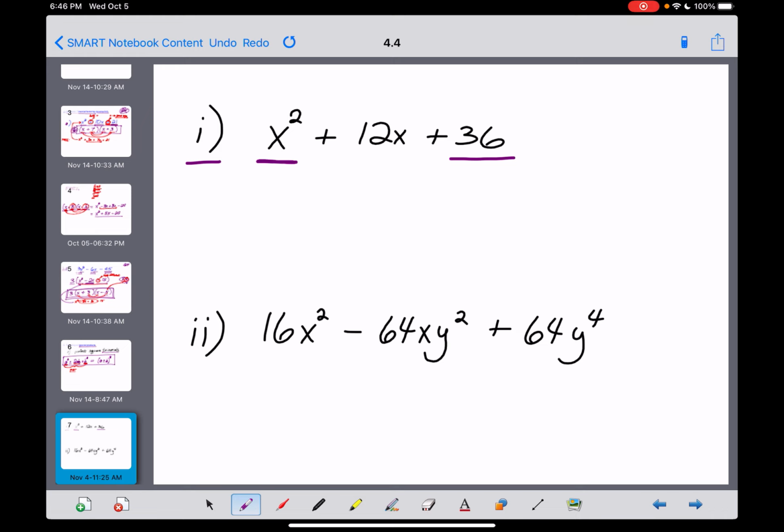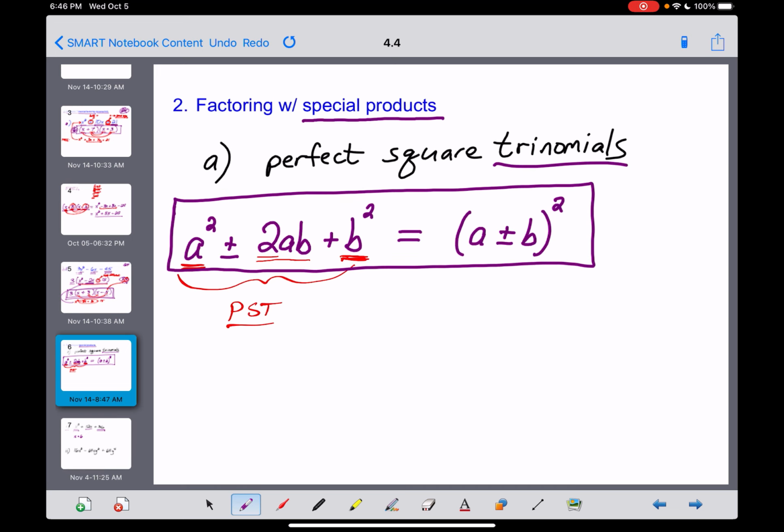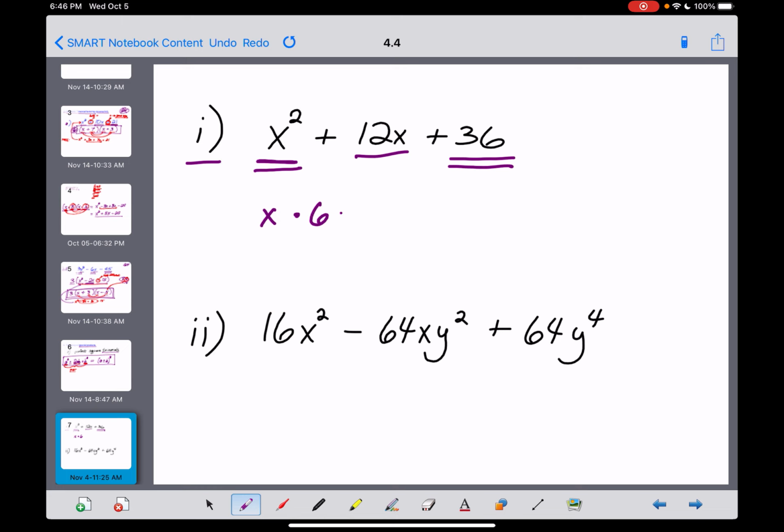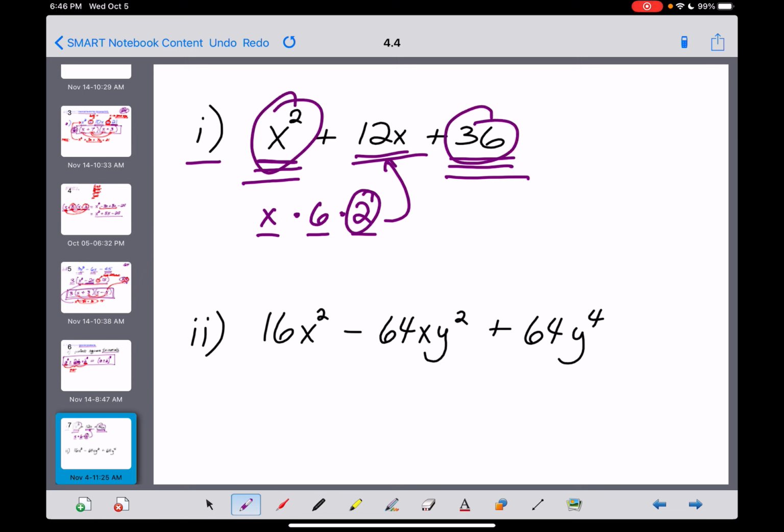That would be 6. And now here's the weird part. The middle term is the product of this square root, which was x, times this square root, which was 6, and then, you remember that weird 2 that was right there? Times 2. X times 6 times 2 makes 12x. So one more time, this is a perfect square trinomial because the first term is a perfect square, the last term is a perfect square, and the middle term is the product of this square root times this square root times 2. Everybody got that?